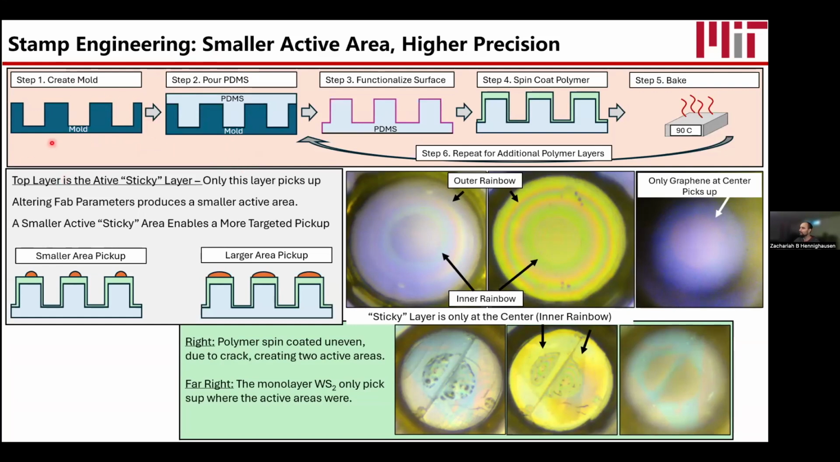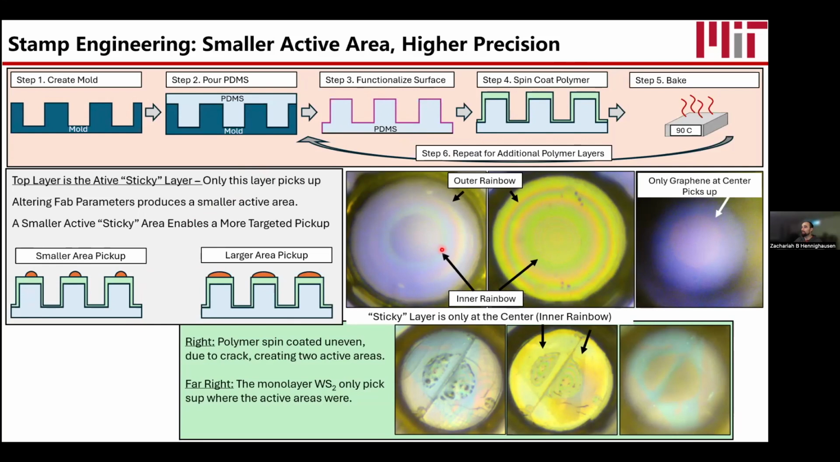We have this mold, and it's made using SU8, and then we pour PDMS inside, and then you can pull the PDMS out, and you can functionalize the surface, and you can spin coat a polymer on top, and you bake it, and you repeat it for as many layers as you want. And the top layer is going to be your active layer. That's the sticky layer. That's the one that you want to pick the different things up. And so what we can do is, by changing the functionalization, by changing the polymer spin coat speed and changing the ratio of solvent in the polymer, we can make the active area smaller or larger.